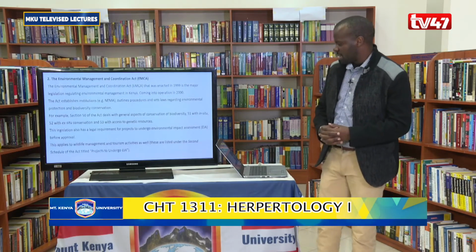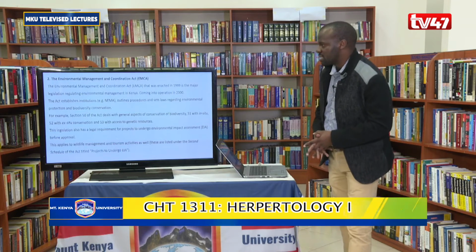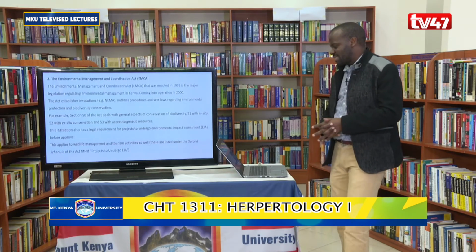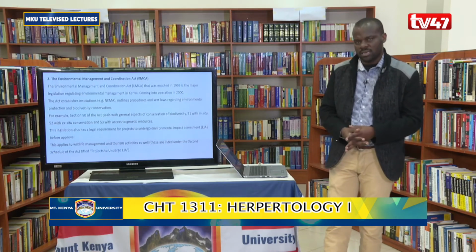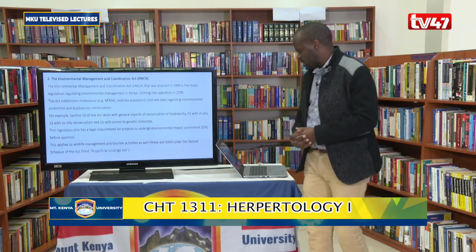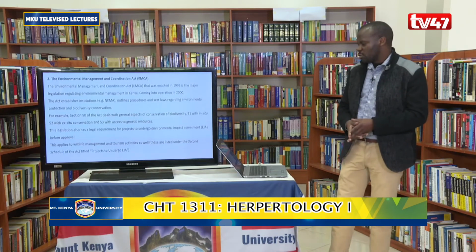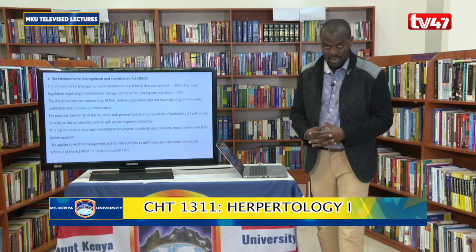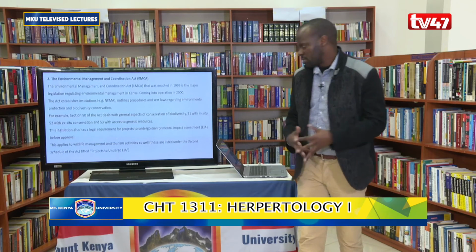You have number 2, the Environmental Management and Coordination Act. That is the EMCA, and it was enacted in 1999 and came into operation in 2000. And one aspect about the Environmental Management and Coordination Act is that it led to the establishment of NEMA, the National Environmental Management Authority, which has the mandate or the function of setting laws, policies and procedures that will aid in environmental protection and biodiversity conservation.